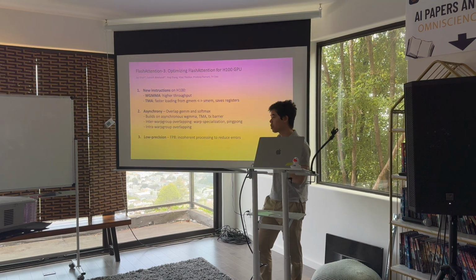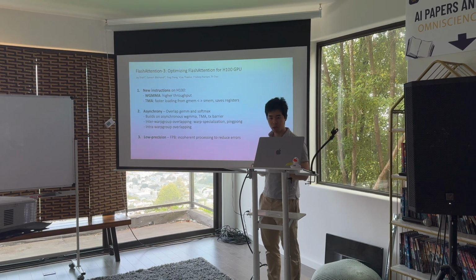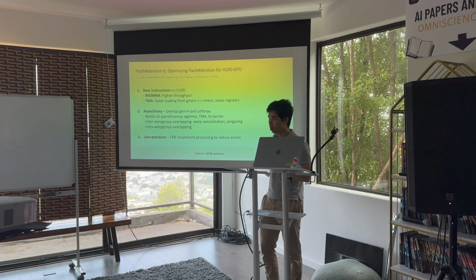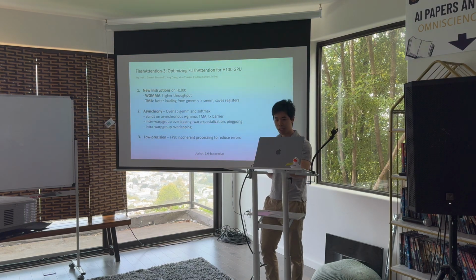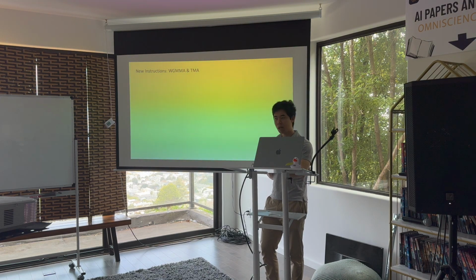And low precision, FP8. So Hopper supports FP8. This would double your throughput, but it has a bunch of challenges on how you would quantize to reduce quantization error. Okay, so the upshot is once you do all this, you get about 1.6 to 2x speedup on FP16, and you get maybe 3x speedup on FP8. Okay, so I'll talk a little bit more details on how these things work.